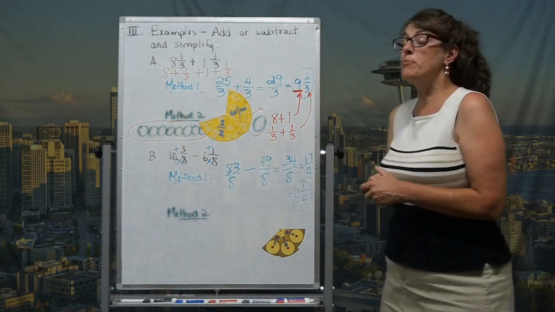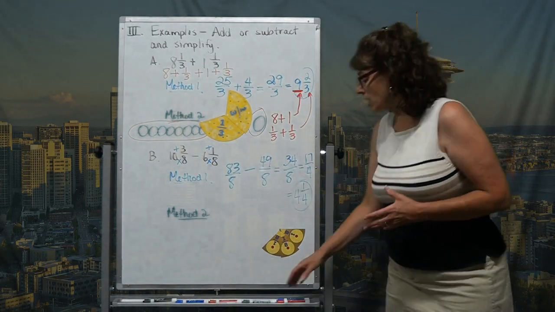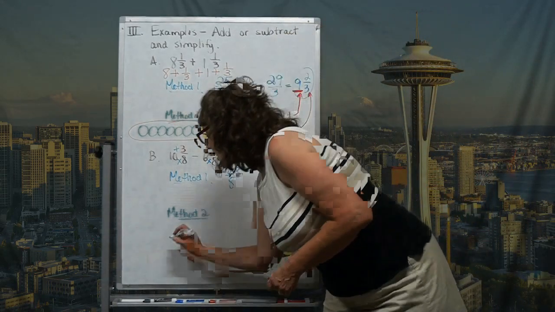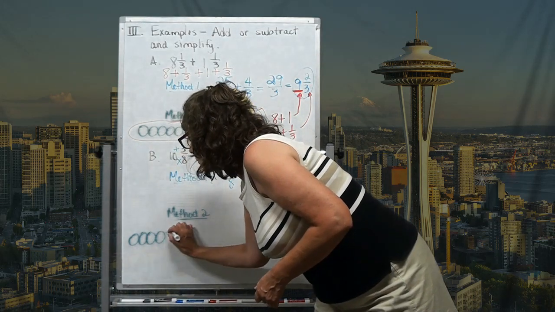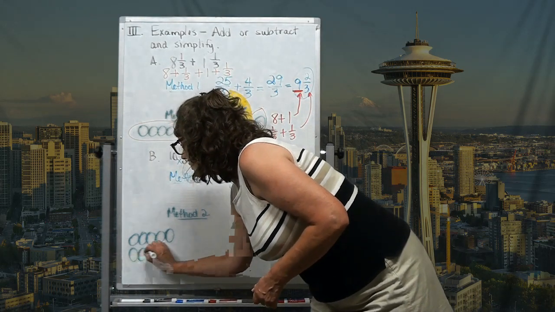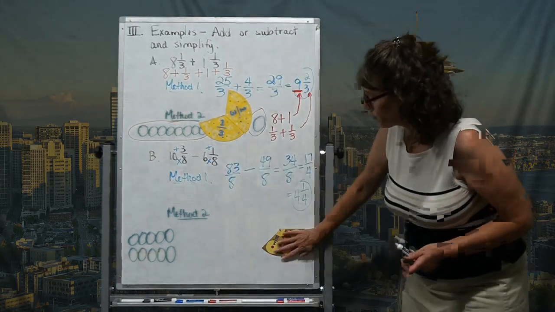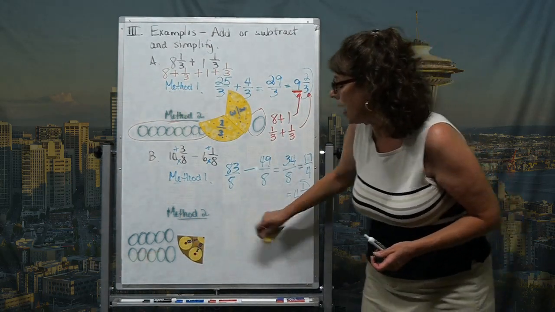Hopefully you will see how beautiful method 2 is, because look how large these numbers were. Method 2 is going to be beautiful because the numbers are not going to be as big. Notice it says that I start with 10 whole pieces. 1, 2, 3, 4, 5, 6, 7, 8, 9, 10. But then I also have 3 of these 8 pieces. This is what I'm starting with in my pile.